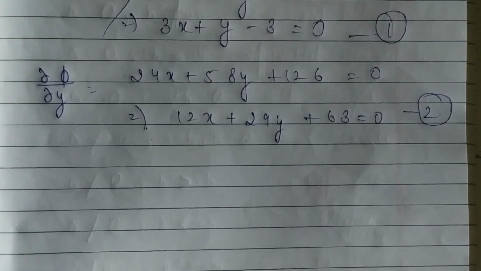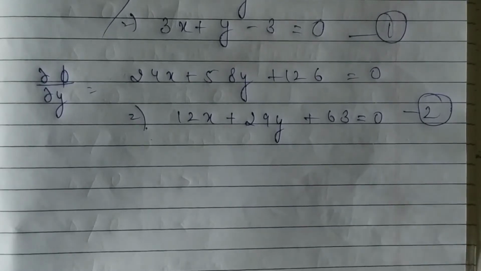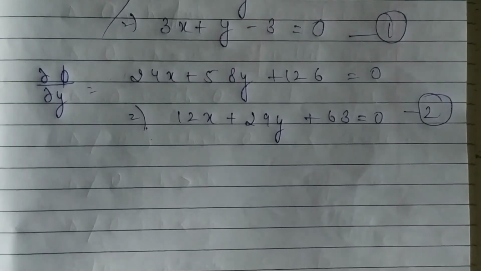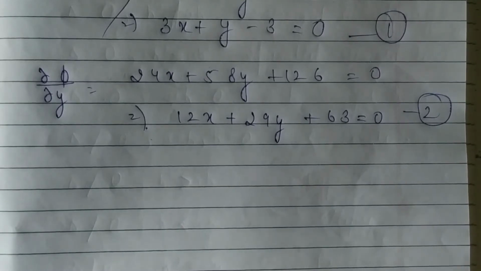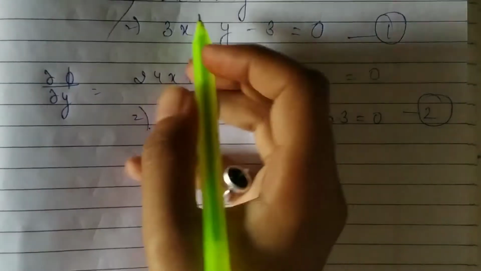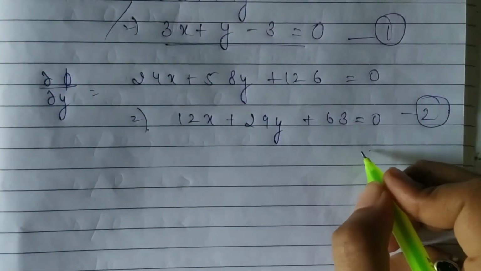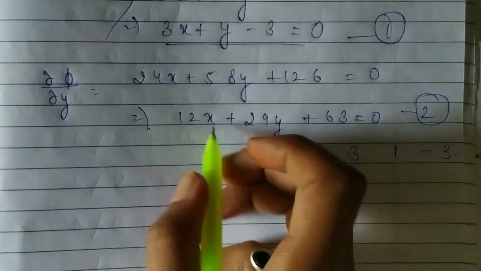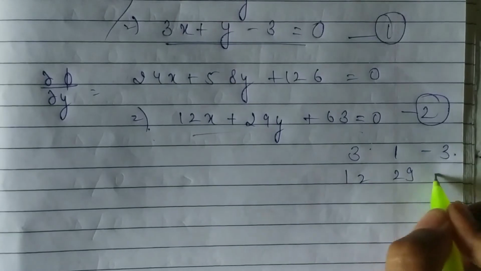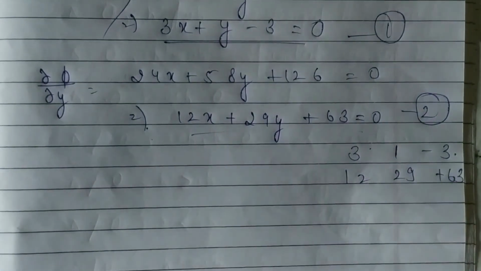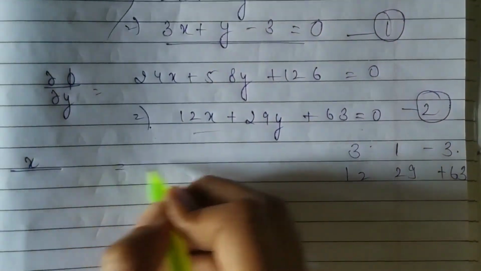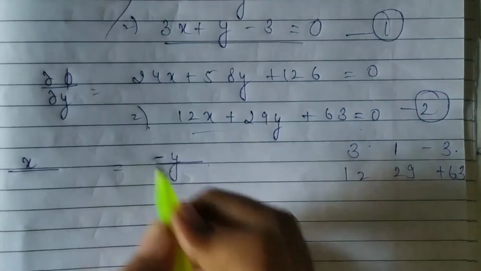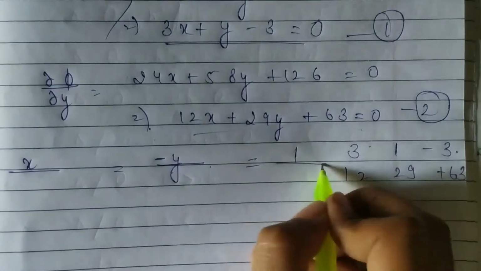You can solve it using any method, but I find the cross multiplication method easier, so I'll do it by that method. For that method, what you have to do is write the coefficients of x, y and the constant term of the first equation first. Then you write under it the coefficients of the second equation. I am writing for the first equation 3, 1, minus 3, and for the second equation 12, 29, 63. Then what will we write? x upon, equals y upon, where you have to put a minus before the second variable, equals 1 upon.